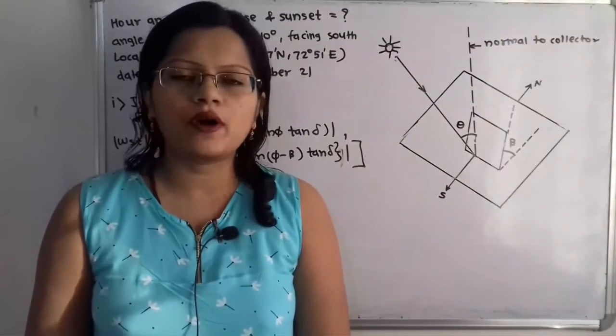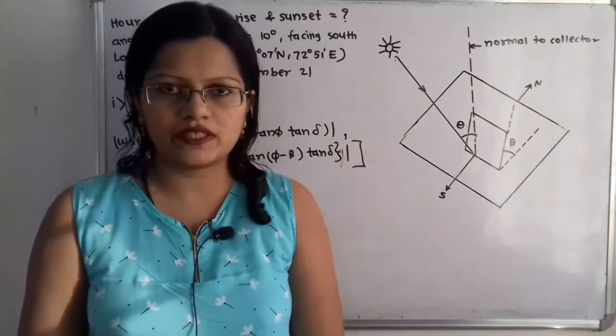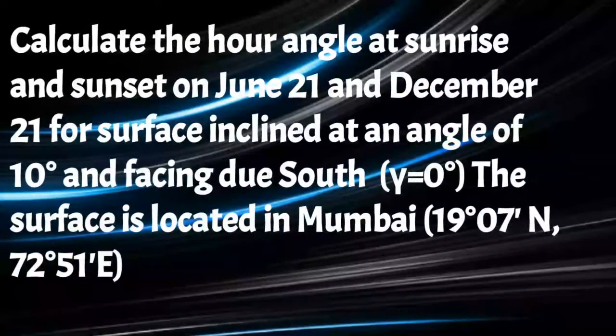Solve a problem on solar radiation geometry. First I will read the given problem. Calculate the hour angle at sunrise and sunset on June 21 and December 21 for a surface inclined at an angle of 10 degrees and facing due south. The surface is located in Mumbai, 19 degrees 7 minutes north, 72 degrees 51 minutes east. So this was the given problem.